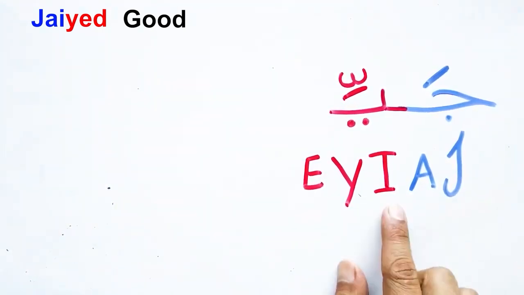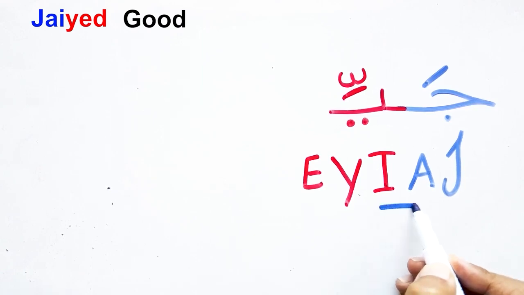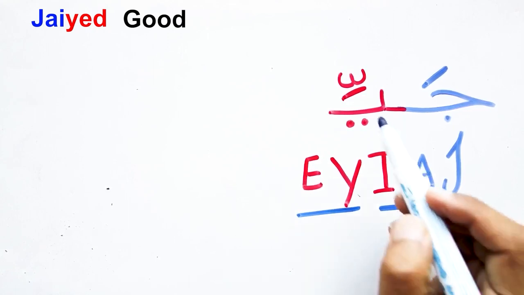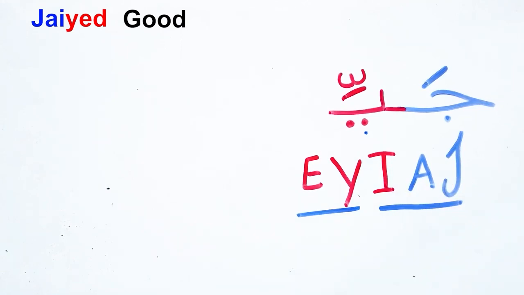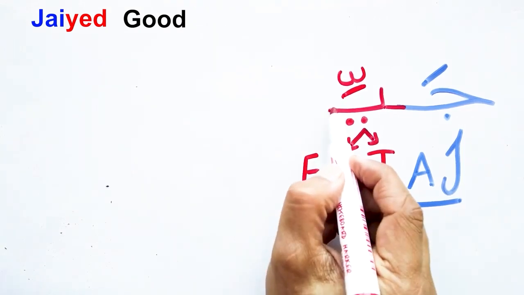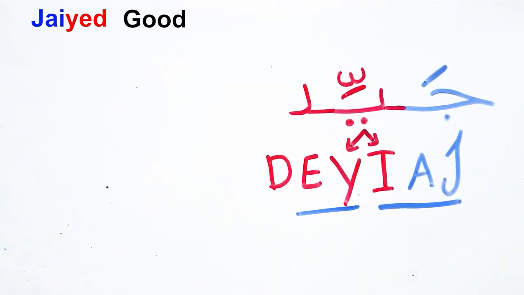So I say jayyid. The first syllable, actually, is this part. So here it is J, and the second one is Y. So we have now two syllables. This Y, we repeat it two times. Pay attention to this. The first time it went to the first syllable, and the second time it went to the second syllable. J, Y, J, Y. Jayyid, the sound of D in the end. So let's add it here. Yid, jayyid, jayyid.